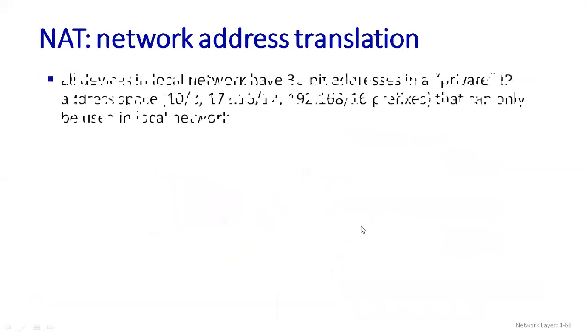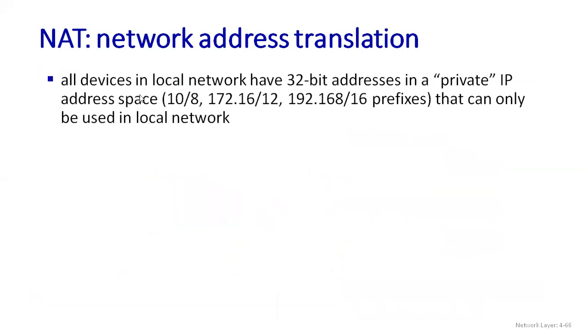Moving to the next slide, here you can see all the devices in local area networks have 32-bit addresses, and that is also known as your private IP address. So what is this private IP address? It will have some address space, which means you have to use this prefix. If you use this prefix, then for any of the local area networks, you can use this NAT address and send within this range.